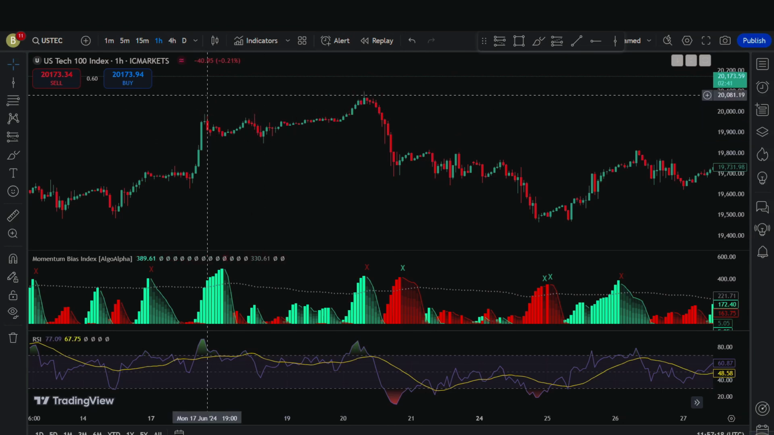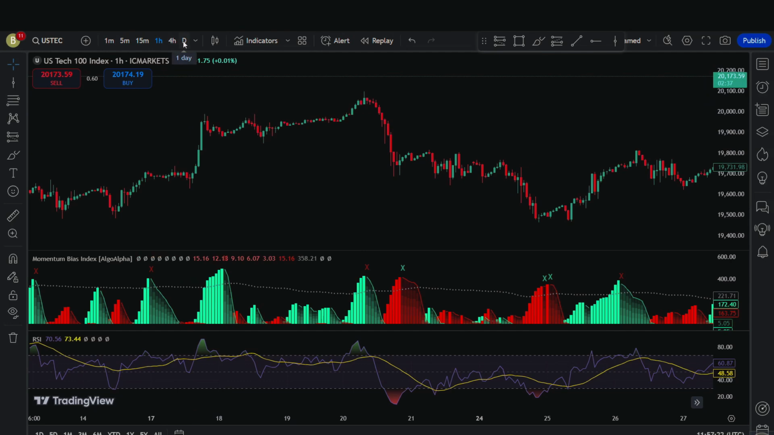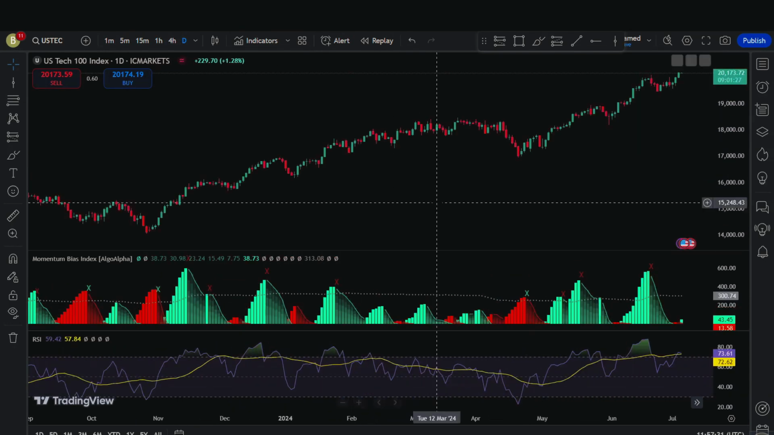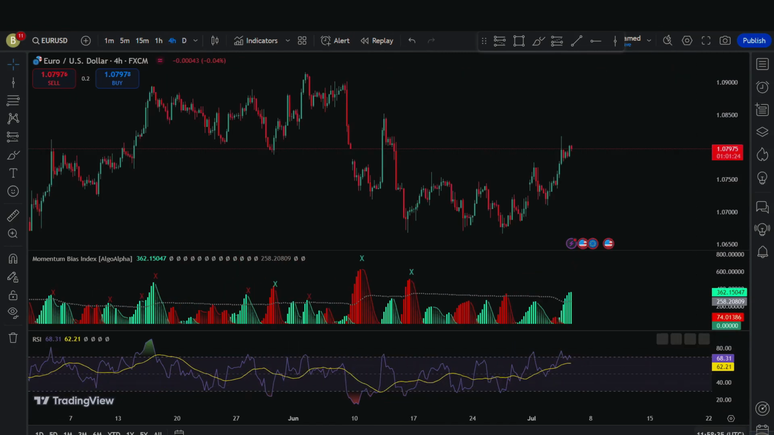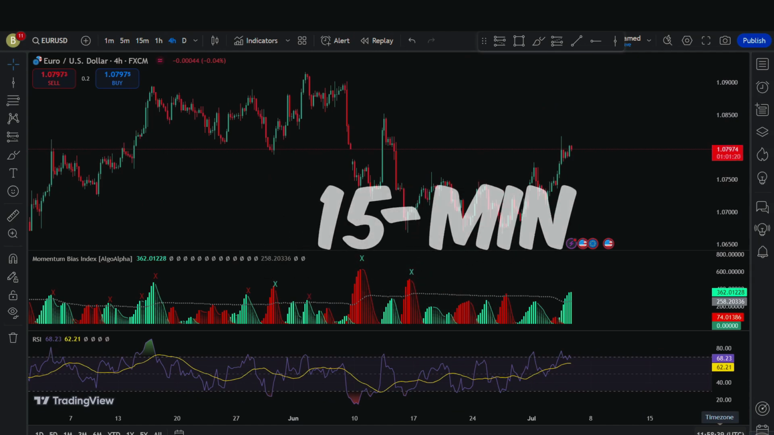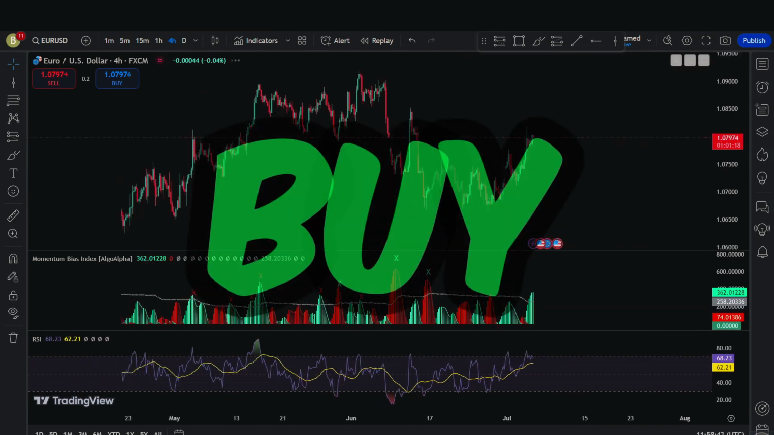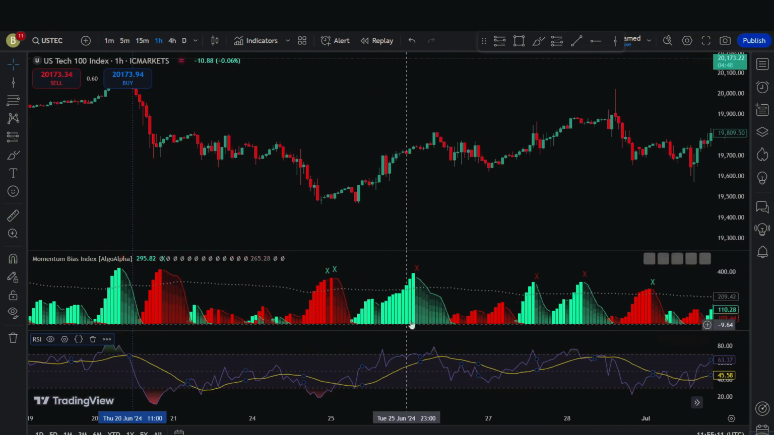For the strategy, first, identify whether the market is in an uptrend or downtrend. To do this, check a higher time frame where it's easier to spot the trend. After confirming the trend direction on the higher time frame, switch to a 5-minute or 15-minute chart for more precise entry points. To take a buy position, two conditions must be fulfilled.